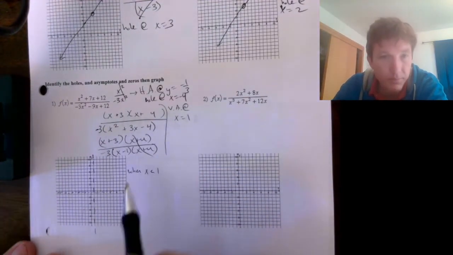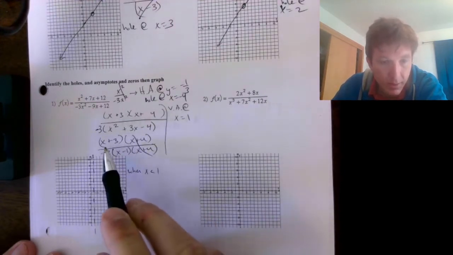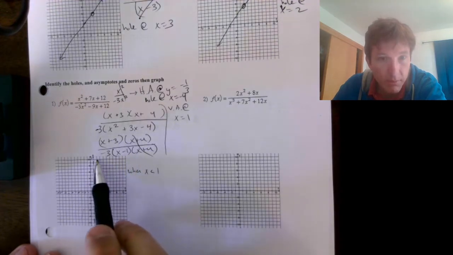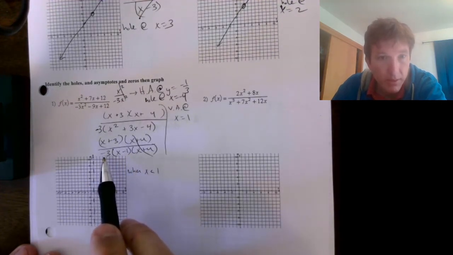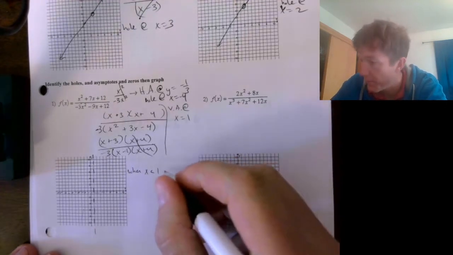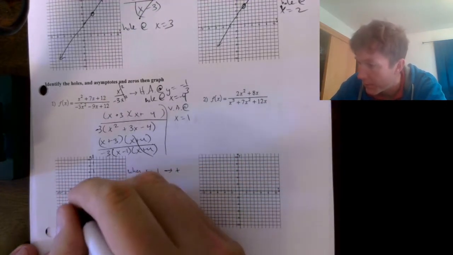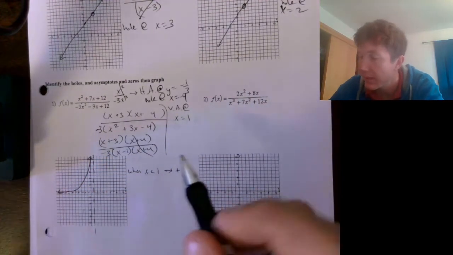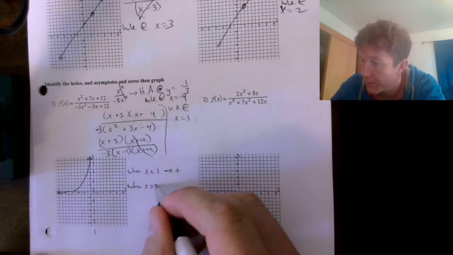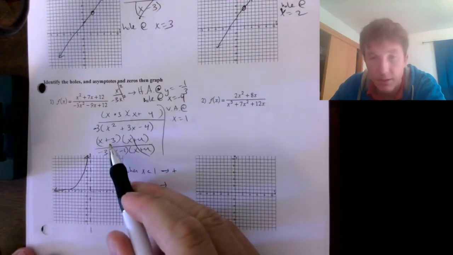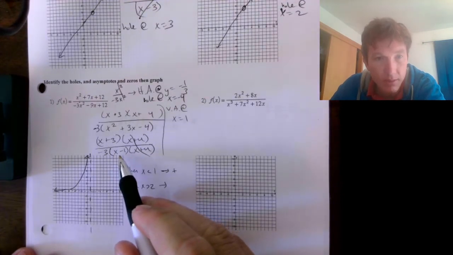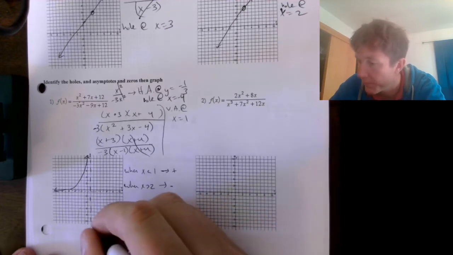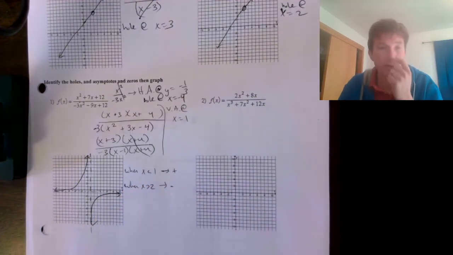So I plug in 0, I'm going to plug it into this. 0 plus 3, that's positive. 0 minus 1 is negative, but it's being multiplied by a negative 3. So that's going to be positive. So this would be positive like this. Okay. And then when x is greater than 2, is it positive or negative? That's going to be 2 minus 1 is positive times a negative is negative, so that would be negative. Okay, there you go, just like that.